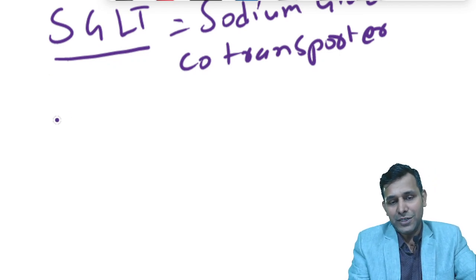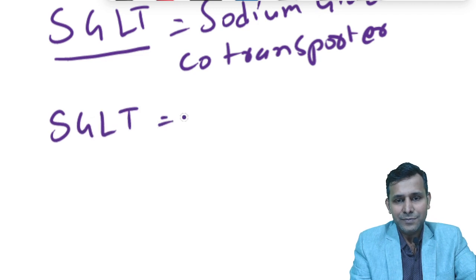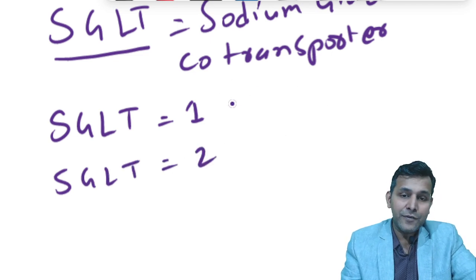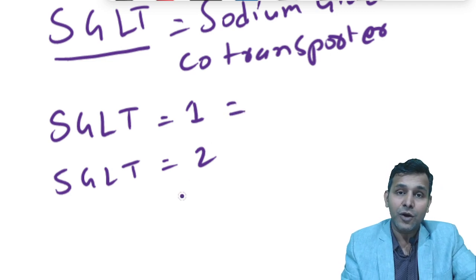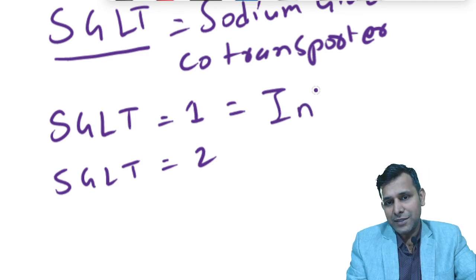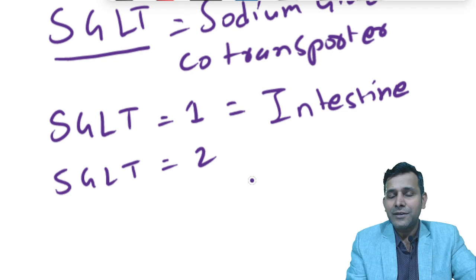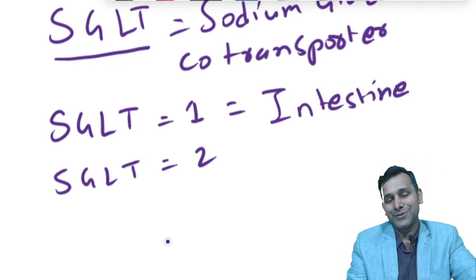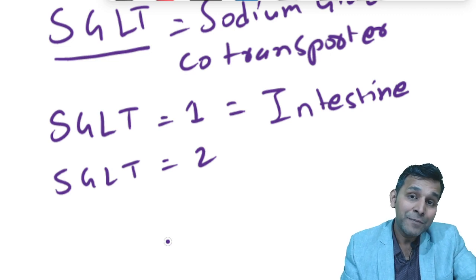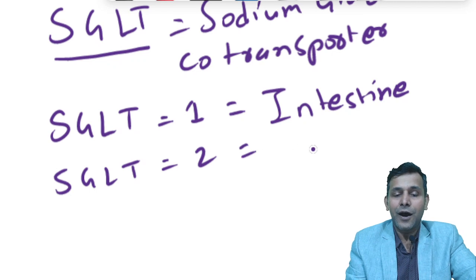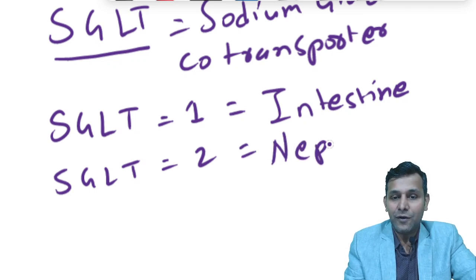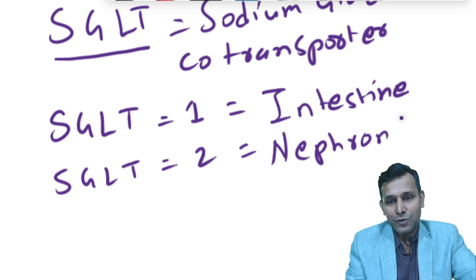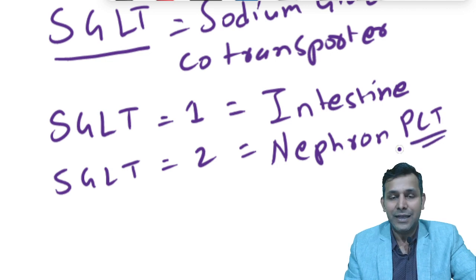Primarily, we find two types of SGLT, that is SGLT1 and SGLT2. SGLT1 is very commonly found in intestinal epithelial cells or intestine. In the intestine, the SGLT1 helps in the transportation or absorption of glucose and galactose, whereas SGLT2 is found in nephrons, the PCT of the nephrons, renal tubular cells. So in the proximal convoluted tubule or tubular cells of PCT, we find the SGLT2.